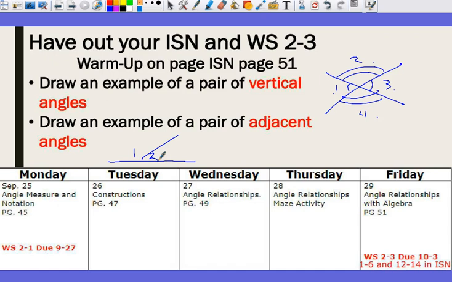What's an example of our first adjacent angle? 2 and 3, yes, adjacent angles. What's another one? 1 and 4 is another one. There's more. 3 and 4, and 1 and 2. So there's 1, 2, 3, 4 pairs of adjacent angles. Okay?